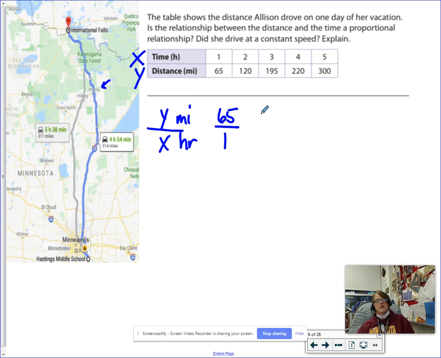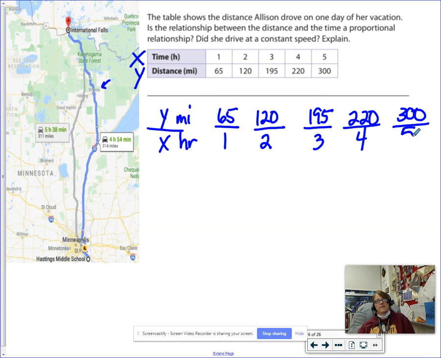65 over 1, 120 over 2, 195 over 3. 220 miles has elapsed at 4, which, by the way, is pretty much getting all the way to Virginia. And 300 over 5. Alrighty here. Simplify these and see what happens. That first hour, she's averaging 65 miles per 1 hour.